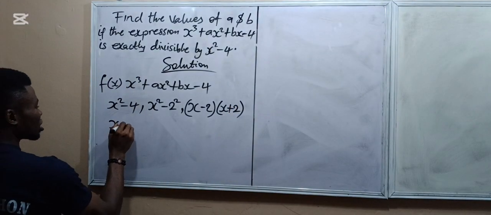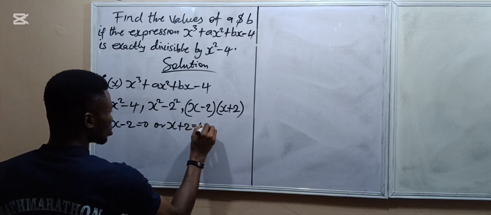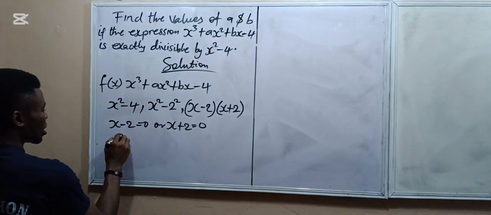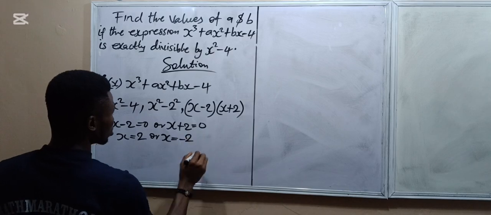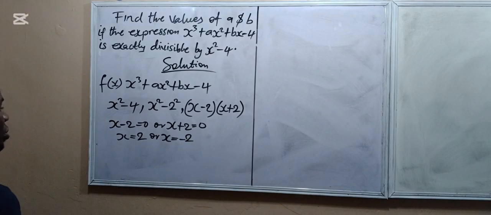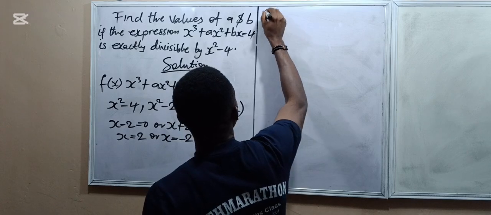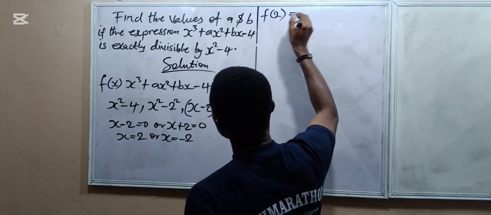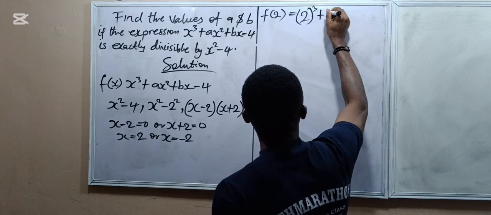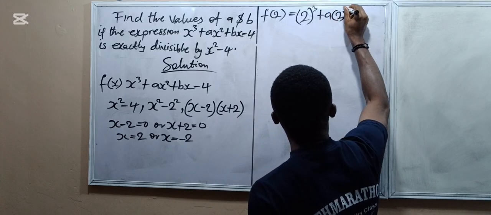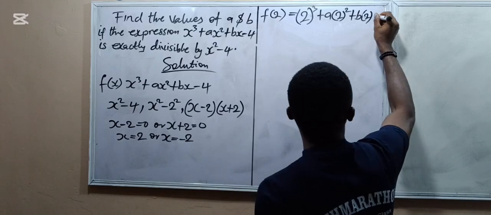Now notice that x minus 2 is equal to 0, or x plus 2 is equal to 0. And from here, x is equal to 2, or x is equal to minus 2. So, you have to substitute these values into f of x. Now, f of 2 will give us 2 to the power 3 plus a into 2 squared plus b into 2 then minus 4.